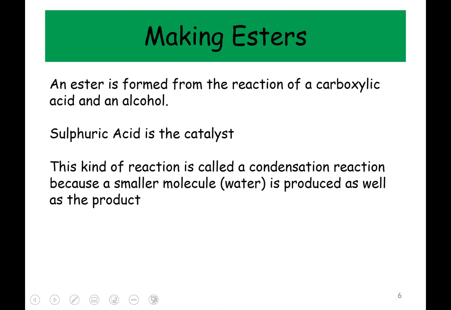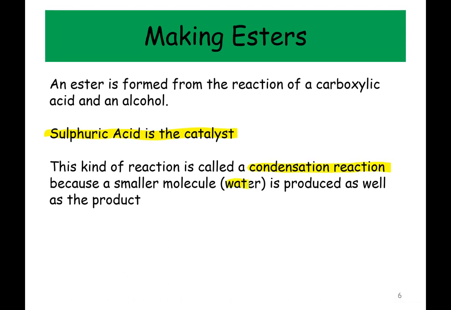Okay, esters are made from the reaction of a carboxylic acid and an alcohol. So if you take a carboxylic acid and an alcohol and you react them together, then they form an ester. The catalyst for this process is sulfuric acid. So you must have sulfuric acid present, otherwise the reaction will be too slow at room temperature and it won't really happen. Okay, the type of reaction is called a condensation reaction.